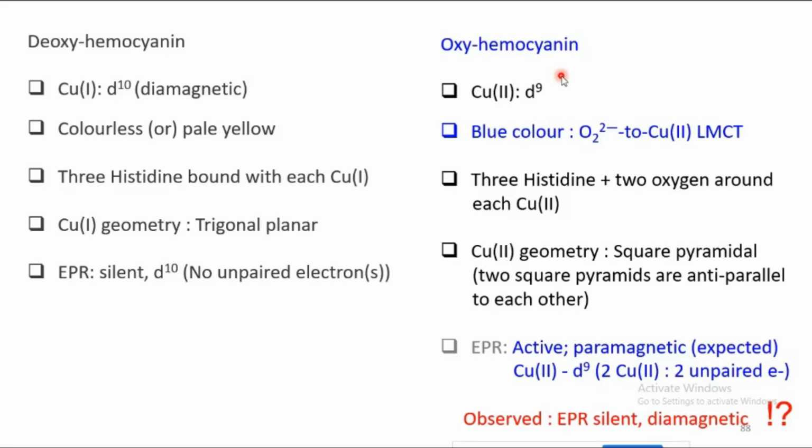Whereas in the oxyhemocyanin, each copper center is converted from plus one oxidation state to plus two oxidation state with d9 electron configuration. The color, as we well know, is deep blue, which arises from the ligand to metal charge transfer transition. And the geometry is square pyramidal, constituted by 3 histidine imidazole nitrogens as well as 2 oxygen atoms around each copper 2 center. Both are forming square pyramids, but the two square pyramids are anti-parallel to each other.